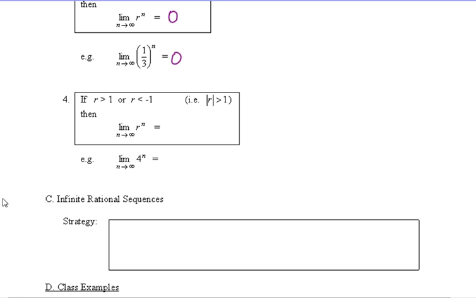Okay, so what if our r value is greater than 1 or less than -1? So an example of 4 to the power of n. So let's look at an example before we go to the general idea. 4 to the power of an enormous number would also be an enormous number. So what would it approach? Infinity. Yes. So we could also say infinity, or you could say does not exist.